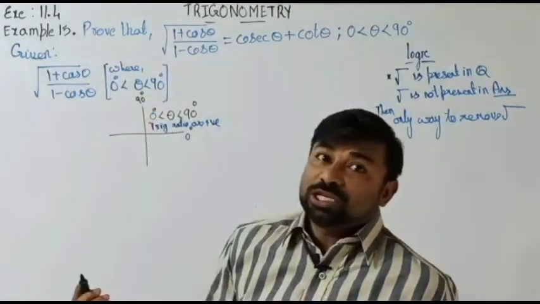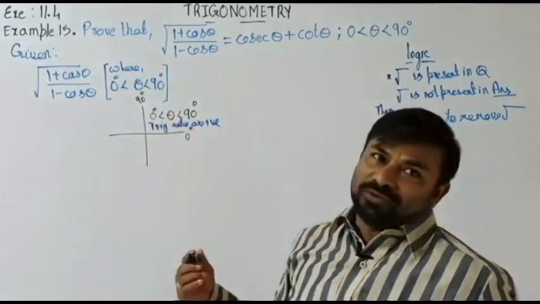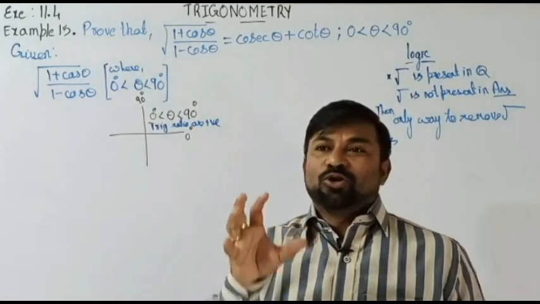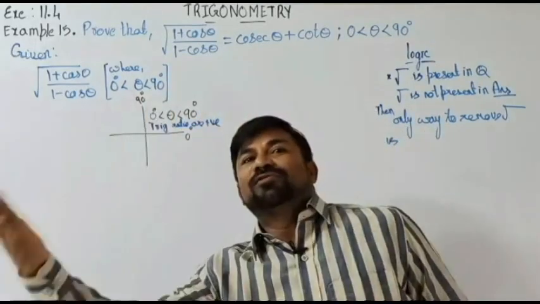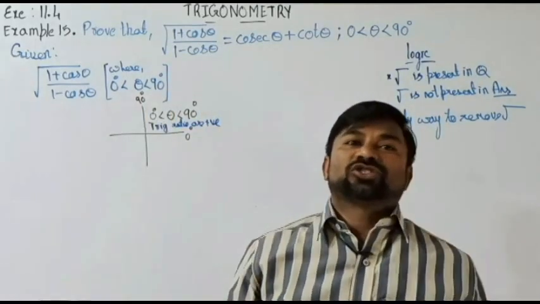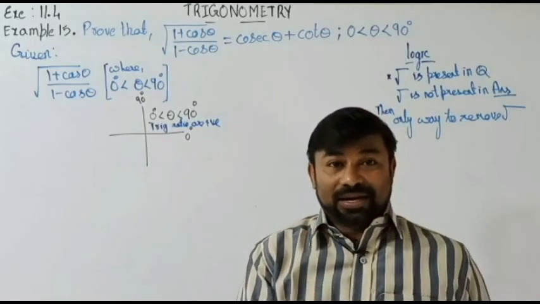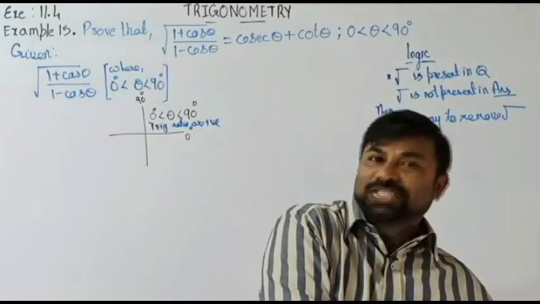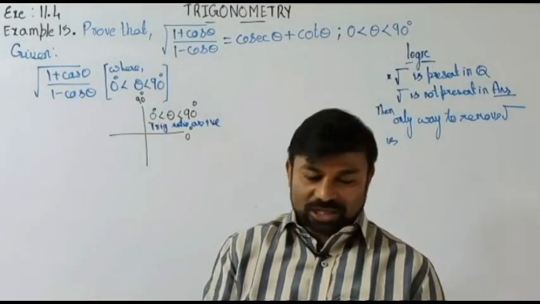Why do we rationalize? Just to remove the square root. To remove the square root, we have to rationalize it. What is the meaning of rationalizing? You might be knowing that one. Multiplying a rationalizing factor to an irrational number and converting it into a rational number is called rationalizing.